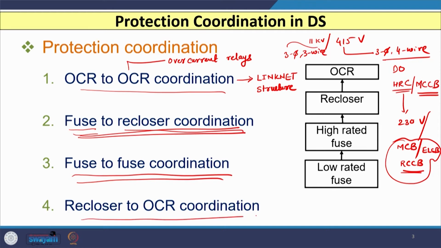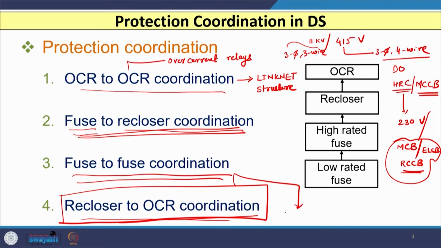And fourth, coordination between recloser and overcurrent relay is also required, but I think this is not that important, because the digital overcurrent relays available have an inbuilt feature that they can also work as a recloser. So, I think this fourth option is not important, but the second and third options are very important, and we will discuss the second option further.